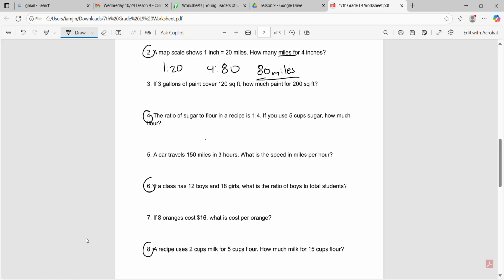For number 4, the ratio of sugar to flour in a recipe is 1 to 4. If you use 5 cups of sugar, how much flour? So 1 to 4, sugar to flour. You have to multiply the 1 by 5 to get 5 sugars. Do the same for the other side and you get 20. For 5 cups of sugar, you need 20 cups of flour.